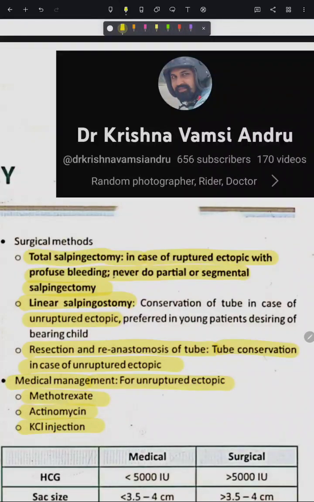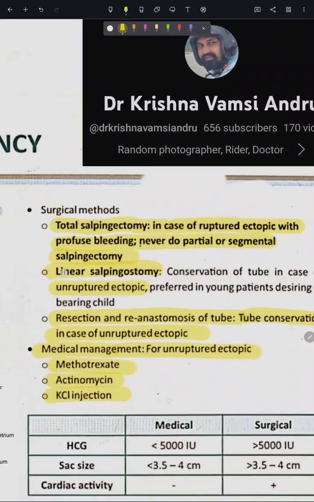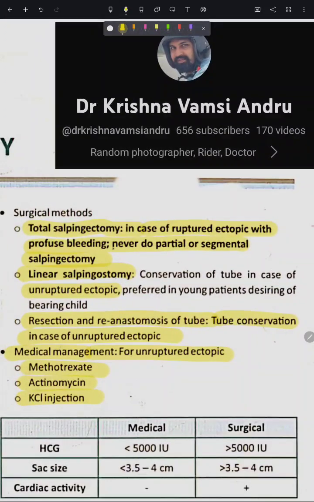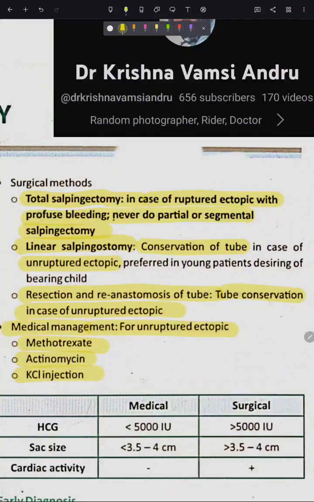Linear salpingostomy can be done for conservation of tube in case of unruptured ectopic, preferred in young patients desiring to bear children. Resection and reanastomosis of tube. Tube conservation in case of unruptured ectopic. Sorry, linear salpingostomy. Conservation of tube with salpingostomy is done only in unruptured ectopic.